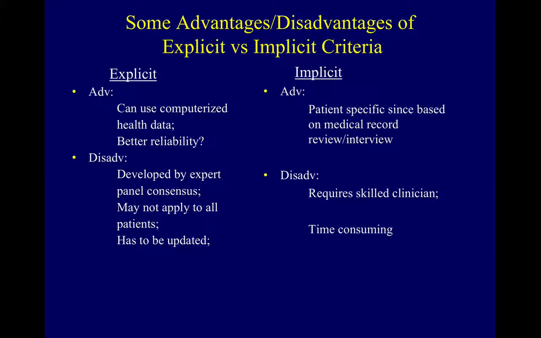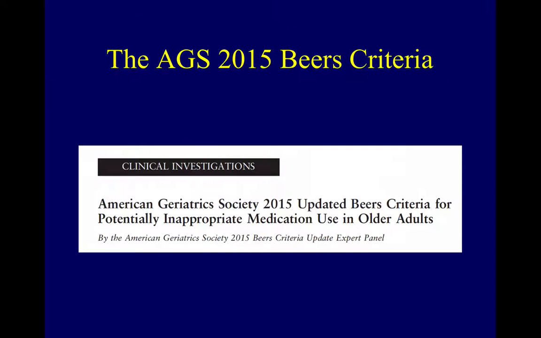And why do we use explicit criteria? Because we can computerize it. We can make great, nice little reports and graphs and charts. The disadvantage of it is usually it's an opinion. It's usually a consensus. And sometimes it doesn't apply to all patients, and sometimes the evidence is not always 100%. However, the Beers criteria evidence base is a lot better than it was prior to 2012. Implicit criteria is looking at that individual patient, evaluating their medical record, evaluating the literature. The problem with implicit criteria is it's just very time consuming.